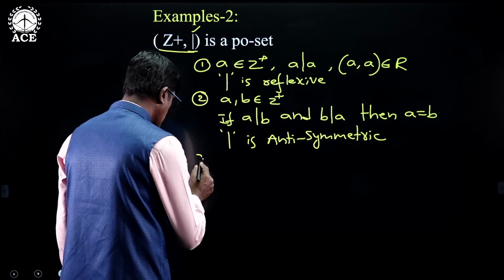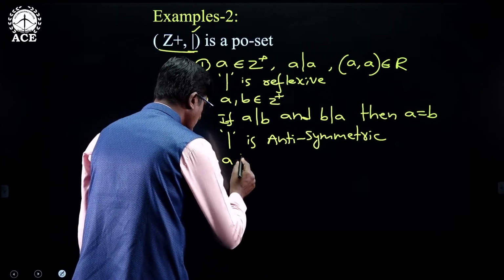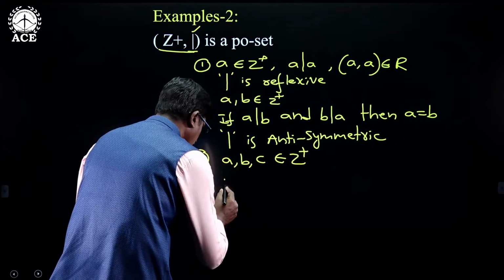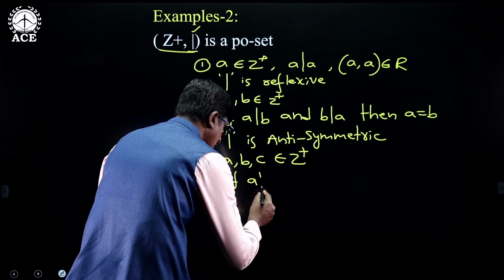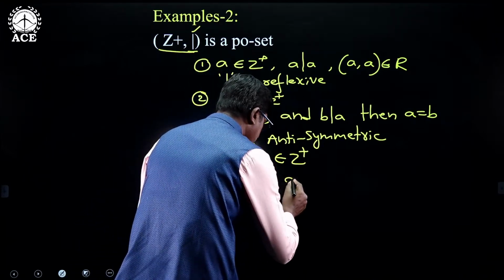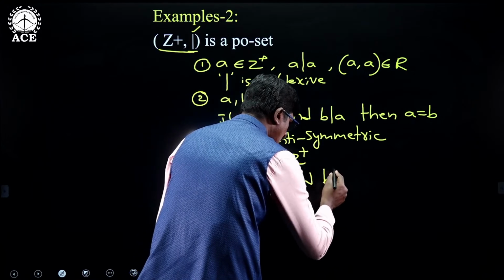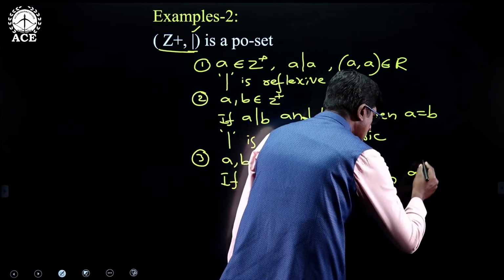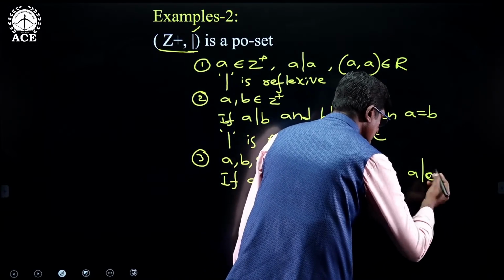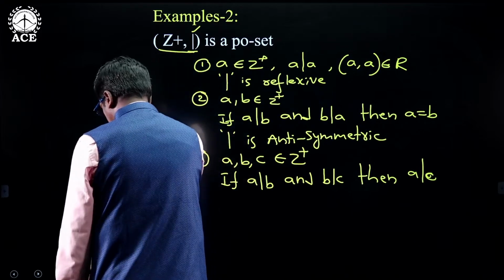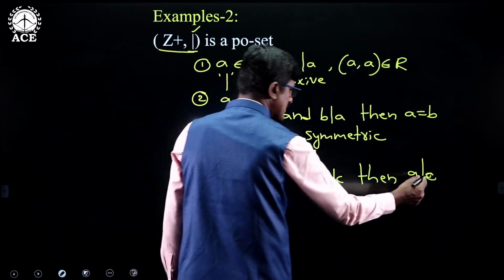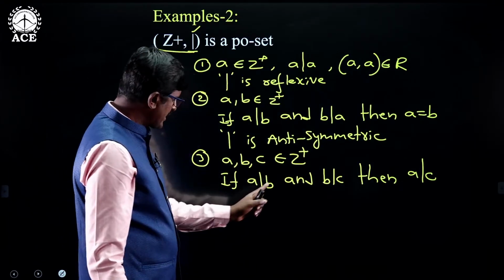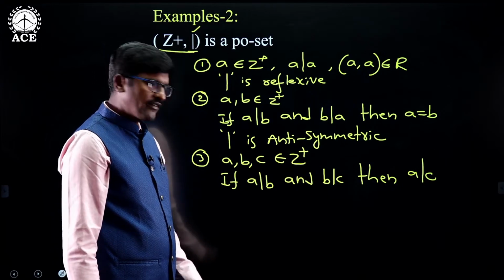Now I will see the transitive relation. So I am taking three elements, A, B, C belongs to Z plus. If A divides B and B divides C, then A will divide C. If A is dividing B and B is dividing C, then A will definitely divide C.